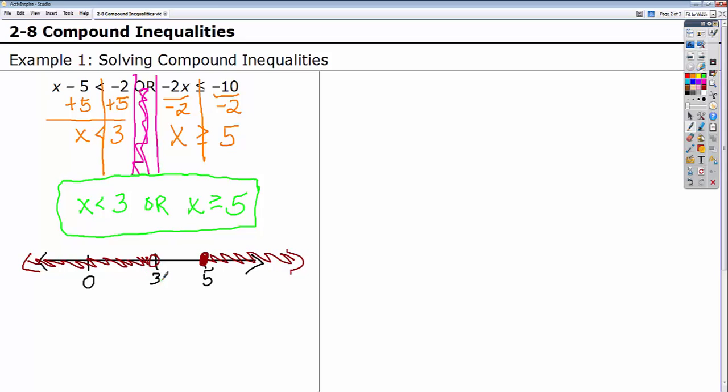Okay, you're going to be asked to graph it, so there's what the graph looks like. And then I'm asking you to also do interval notation. Negative infinity to 3, parentheses, remember your U from the last page, bracket 5 to positive infinity. Alright, so be able to do all 3 of those.